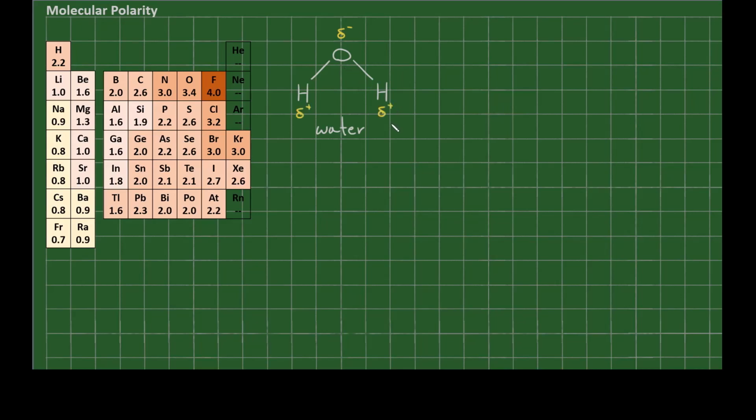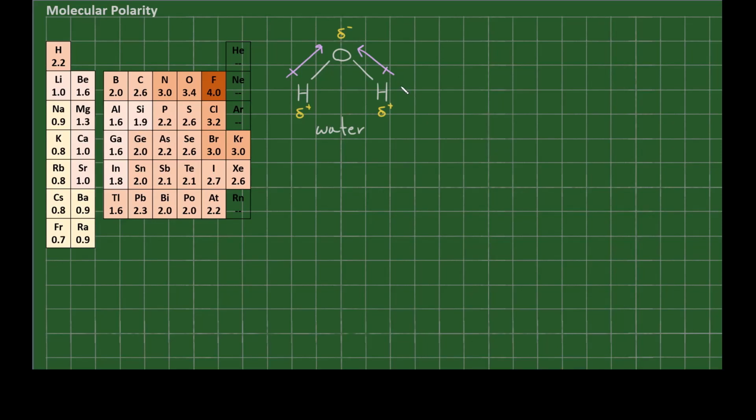And now I can draw in the bond dipole arrows. Remember that a dipole arrow is pointing towards the partially negative atom. So in this case, the arrowheads will be pointing towards the oxygen, while the arrow tails are pointing towards the hydrogens. So the bonds within the water molecule are polar.